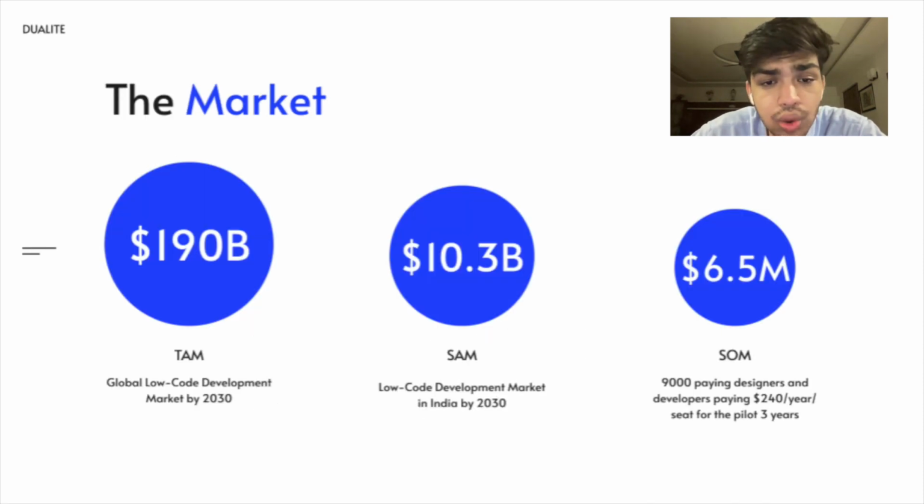Talking about the market, the total addressable market currently sits at around $190 billion. The SAM is at $10.3 billion and the SOM is $6.5 million for us.